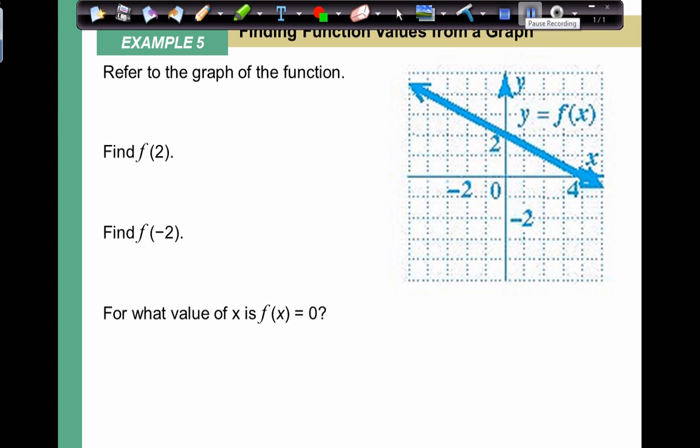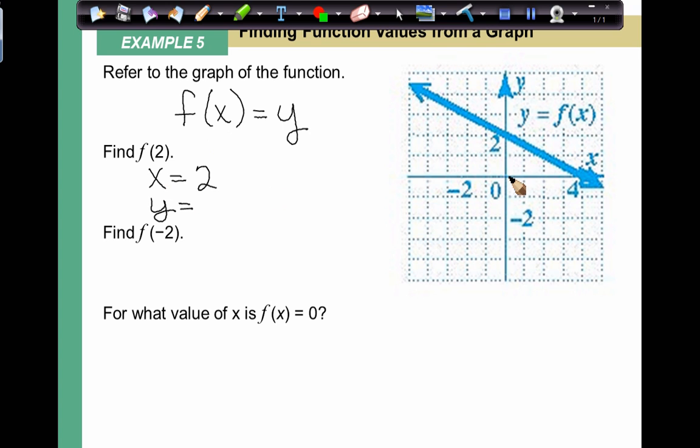What about if we have a graph? Refer to the graph of the function. Find f of 2. So here we have our graph. Remember, we can say that f of x equals y. So in this case, what we're saying is that x equals 2. What does y equal? That's what function notation means. It means that x is 2. See how x is in the parentheses, 2 is in the parentheses. So what does y equal?